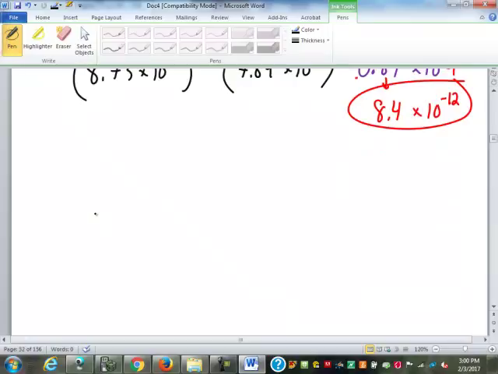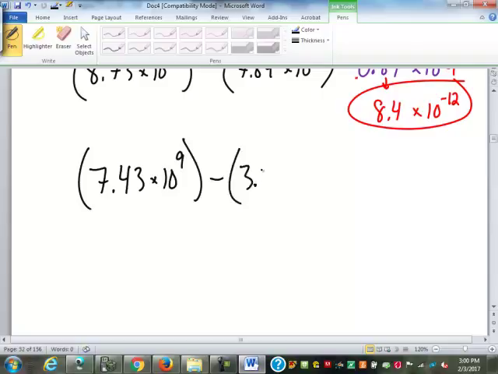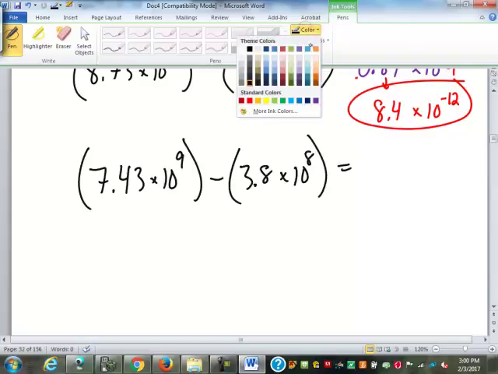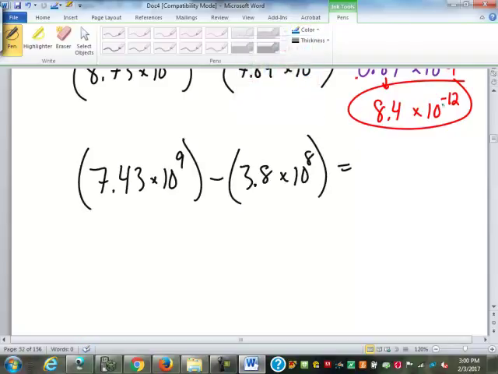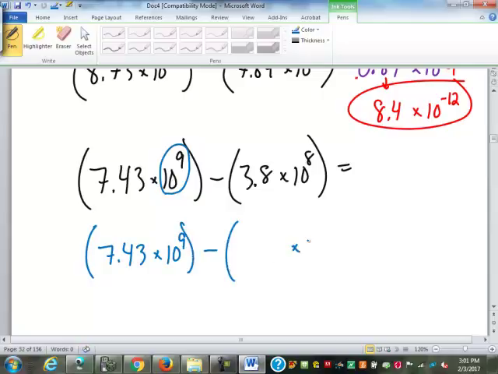What if we don't have the same name again? What if we have 7.43 times 10 to the 9th minus 3.8 times 10 to the 8th? Generally, we'll still go to the larger of the two powers. Which one's larger? 10 to the 9th. So that one doesn't change. 7.43 times 10 to the 9th. This one's going to be times 10 to the 9th.